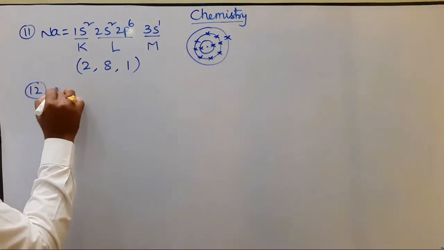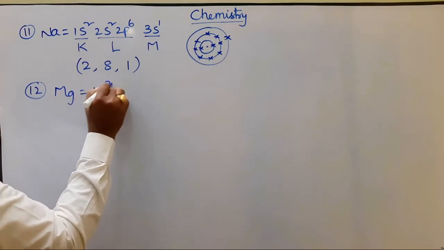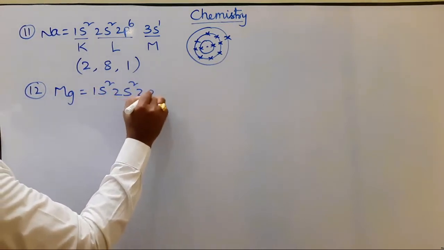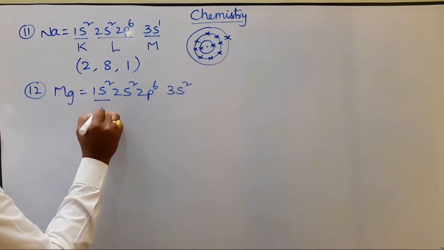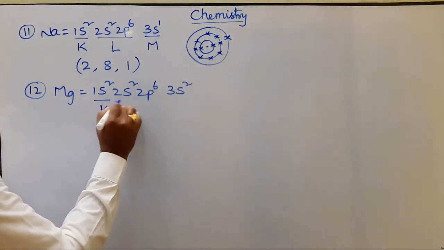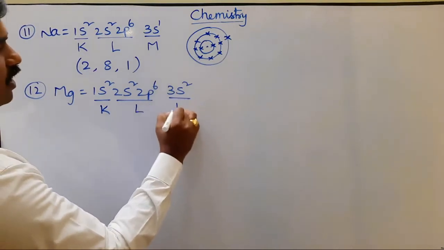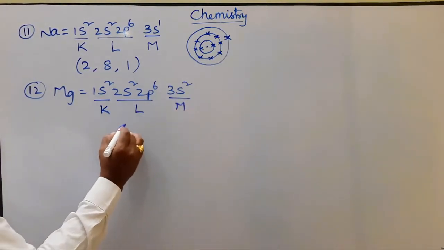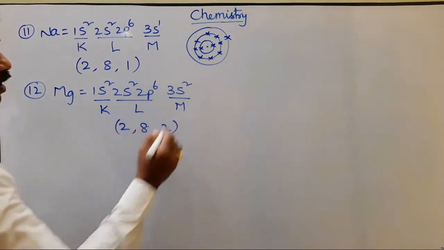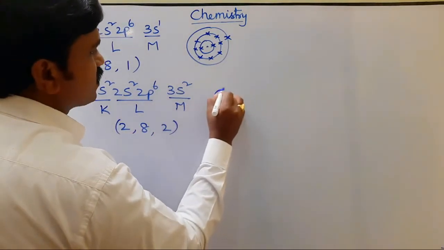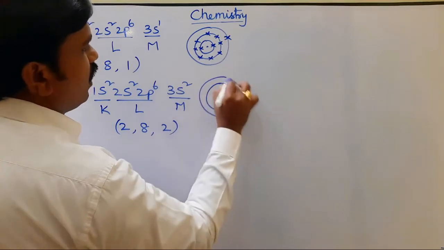The 12th element is magnesium. Its electronic configuration is 1s2, 2s2, 2p6 and 3s2. The K shell has 2 electrons, the L shell has 8 electrons and the M shell has 2 electrons. So we can represent the shortcut electronic configuration as 2, 8 and 2. It can be represented as first shell, second shell and third shell.